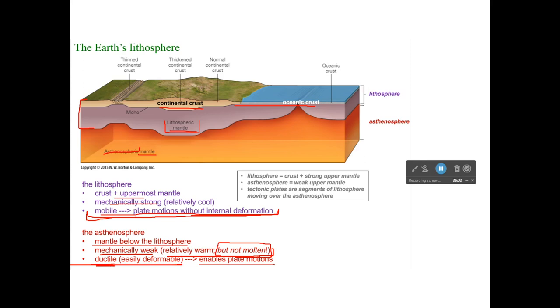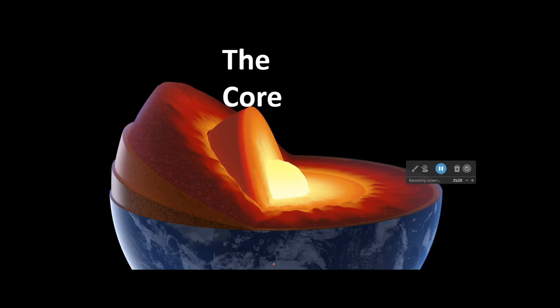Okay, so the lithospheric mantle plus continental crust and ocean crust are going to float along with the convection of the asthenospheric mantle, and that's what drives plate tectonics and plate motions. Okay, so let's move along here.